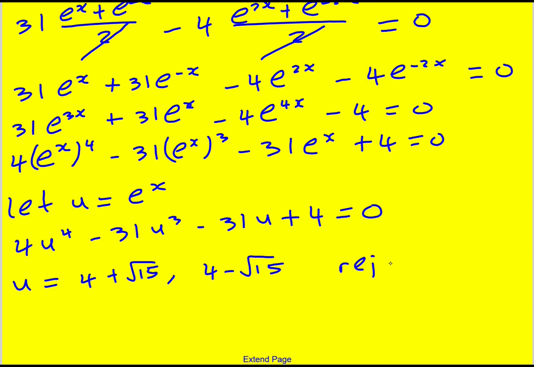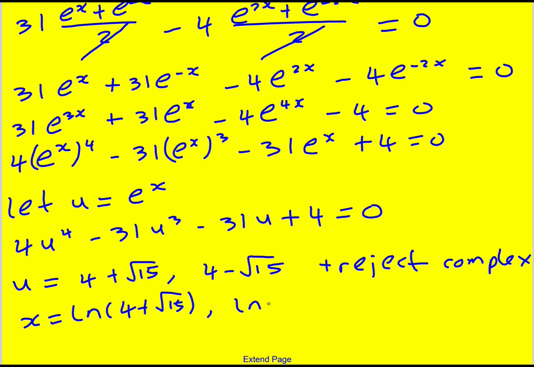So reject complex. And then that's e to the x. So x would be ln of 4 plus root 15 or ln of 4 minus root 15.